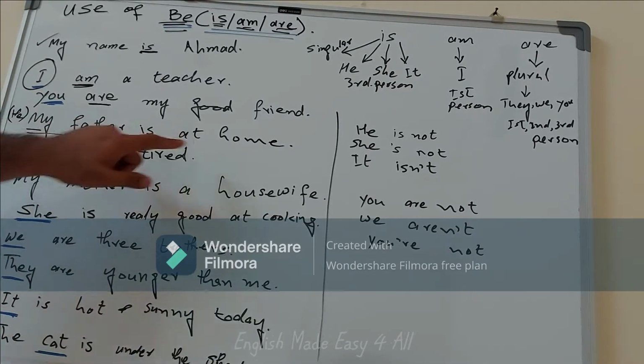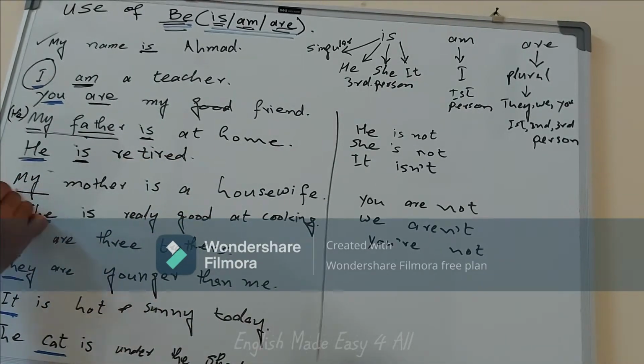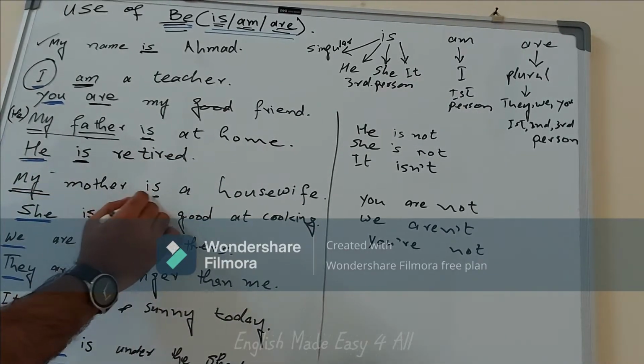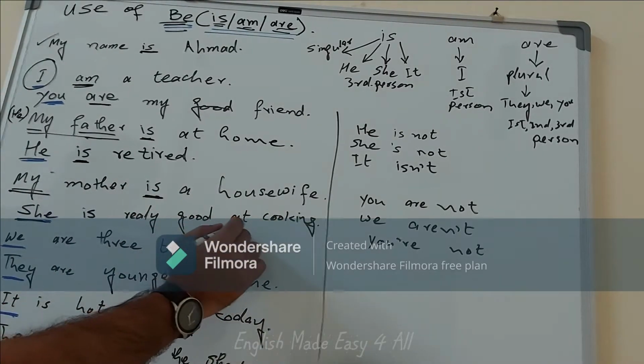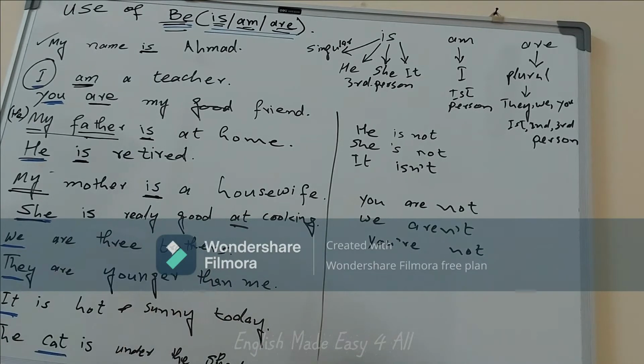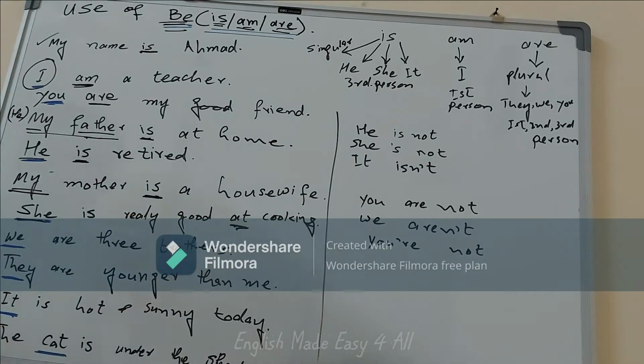So my father is at home, he is retired. My mother, again, my mother is a housewife, she is really good at cooking. When we talk about some skills, we use at, the preposition. He's good at cooking, he's good at swimming, he's good at playing soccer, so we use at, good at. So that is another thing you can learn.